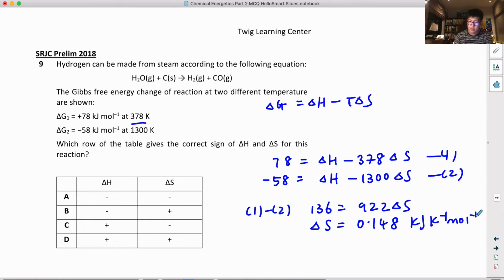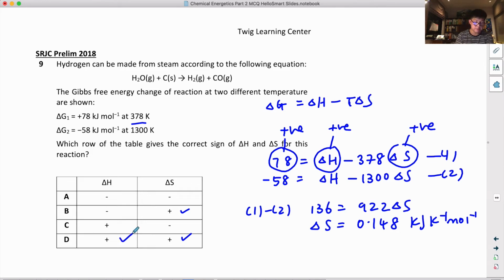Right, so anyway, you can see that it's a positive value. Okay, so let's think through. If change in S is a positive value, and change in G here is also positive, which means change in H has no choice but to be positive. It cannot be negative, because if it's negative, the entire right hand side will be negative. So D should be the answer.